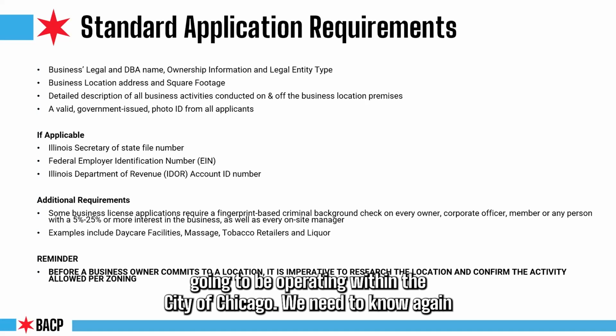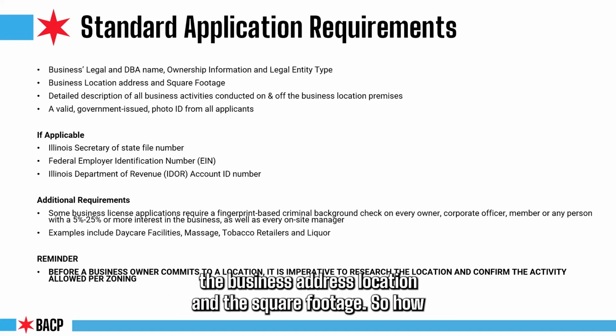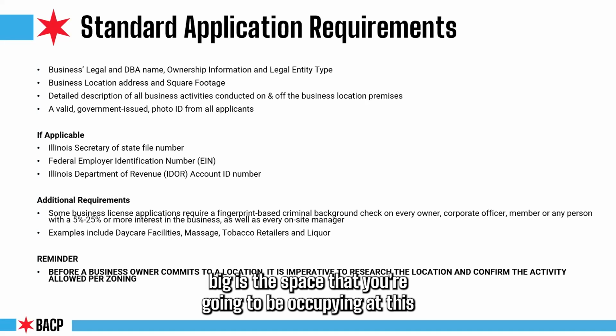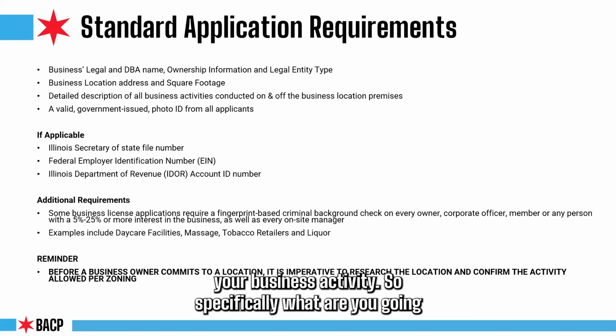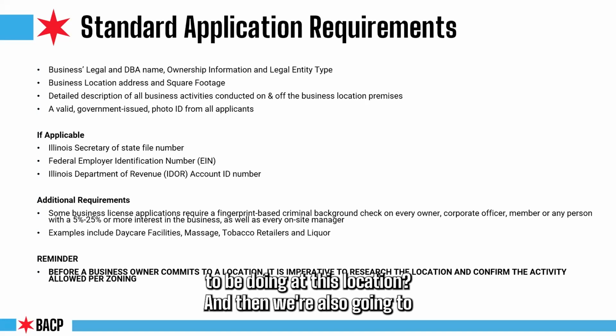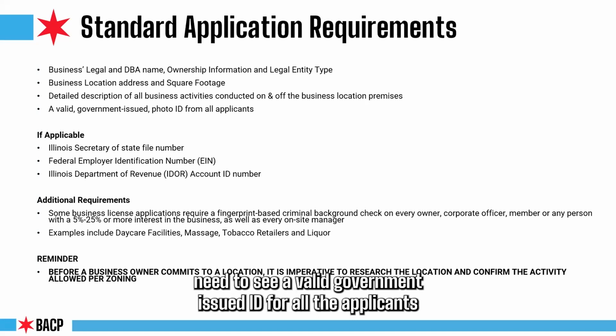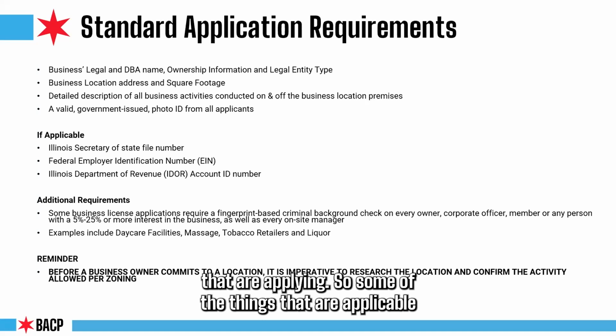So this just goes for any type of business that's going to be operating within the city of Chicago. We need to know, again, the business address, location, and the square footage. How big is the space that you're going to be occupying at this particular location? We're going to want to know a description of your business activity. Specifically, what are you going to be doing at this location? And then we're also going to need to see a valid government-issued ID for all the applicants that are applying.